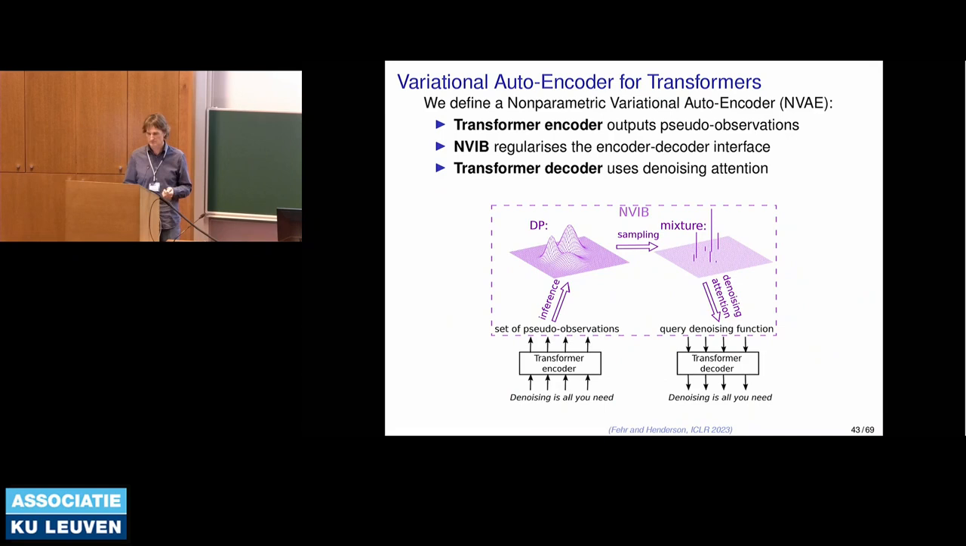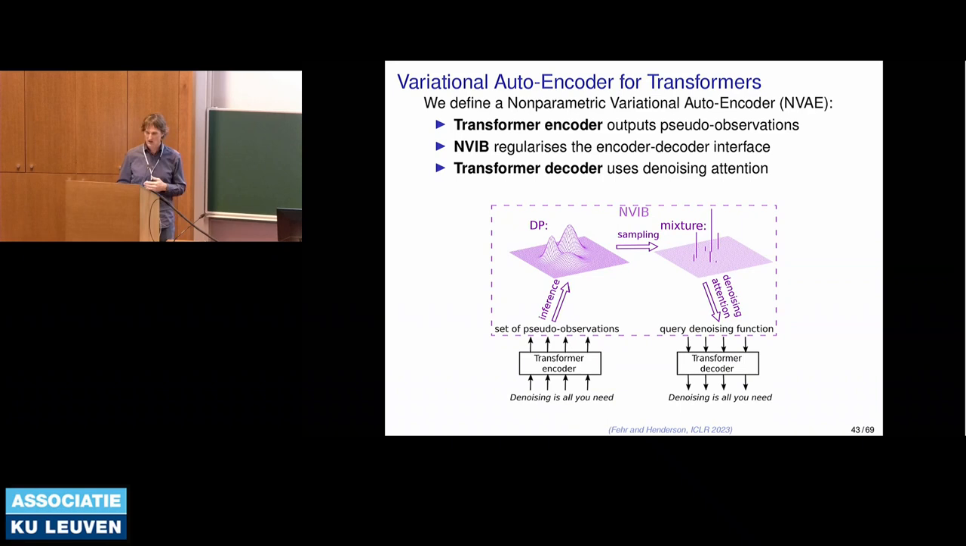Now, given that VIB layer, we can build our variational autoencoder for transformers just by sticking that on top of a transformer encoder. For each vector output by the transformer encoder, we map that vector into the parameters of a pseudo observation, a Gaussian, and a pseudo count. Then the transformer decoder just uses denoising attention to access the samples, and the NVIB regularizer controls the information that goes through that bottleneck, that interface.